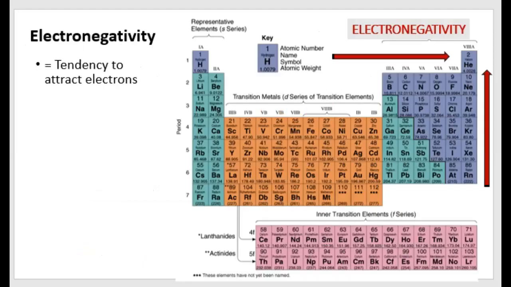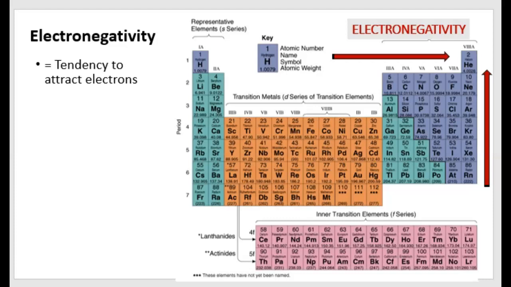So back to the term electronegativity. The definition is the tendency of an atom to attract electrons. And electronegativity is different in different elements. How are you going to know what the electronegativity is between two atoms? Well, we're only going to see a couple of examples in this course, but in general, electronegativity increases as you move up and to the right in the periodic table.